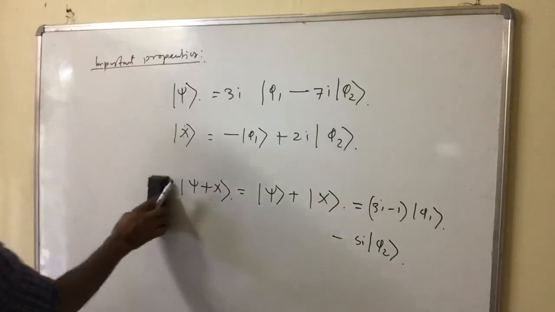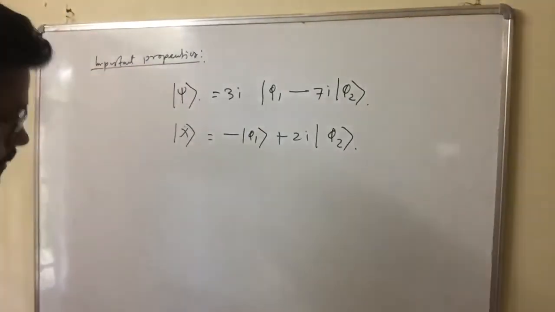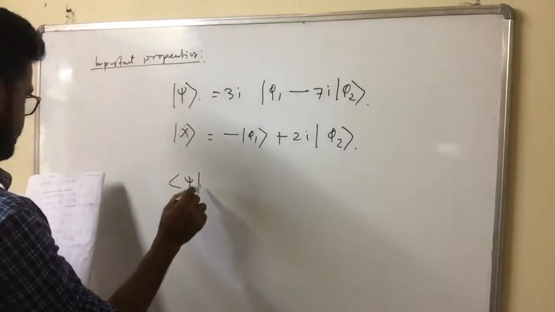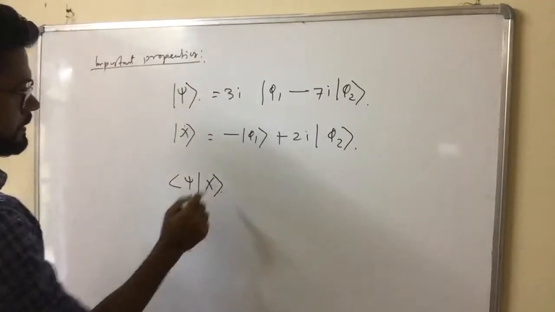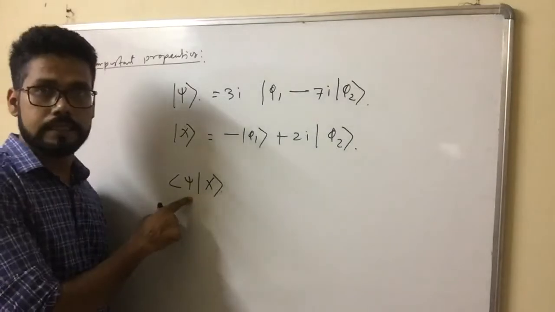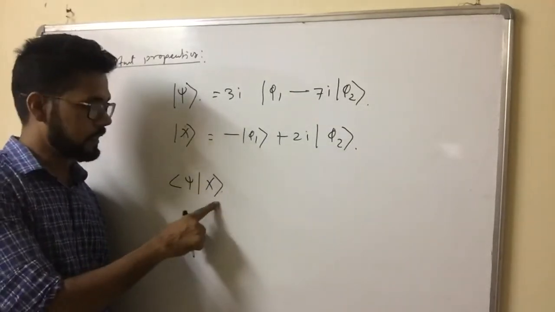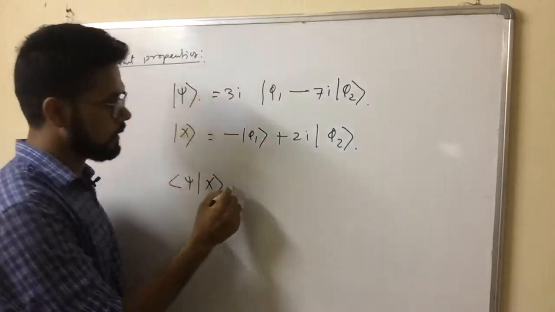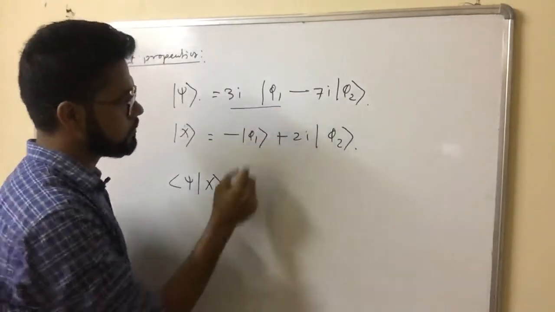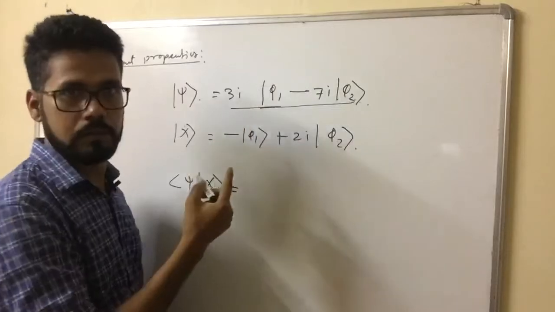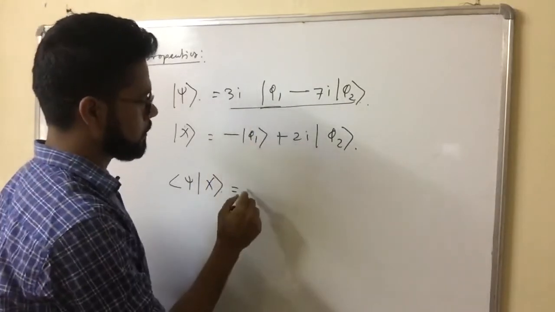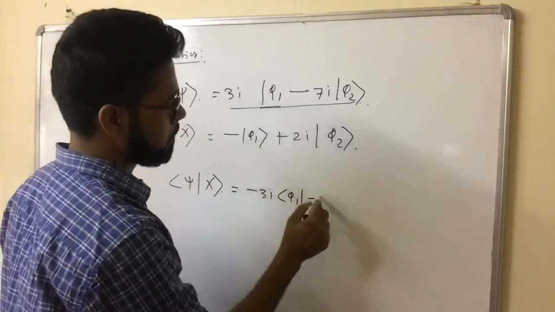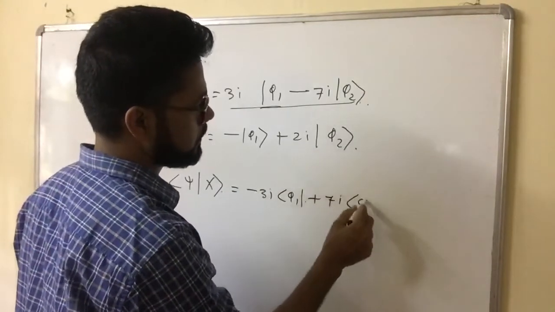Next you have to calculate this one. What is the value of phi chi? When you talk about phi chi, this is a bra, this is a ket. Ket is already given, bra is not given. So we have to transform it to bra form. If we transform to bra form, it will be minus 3i phi 1 plus 7i phi 2.